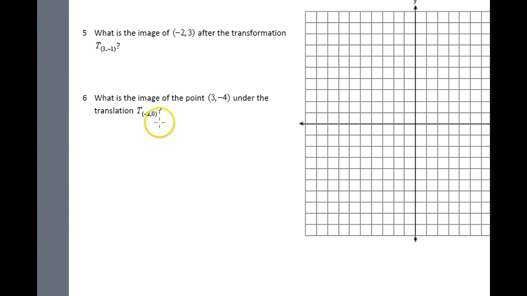Okay, last 2. Oh, these are easy. This is better. This is just do what it says. So I'll try them out. So I got 1, 2, and I got 1, negative 4.